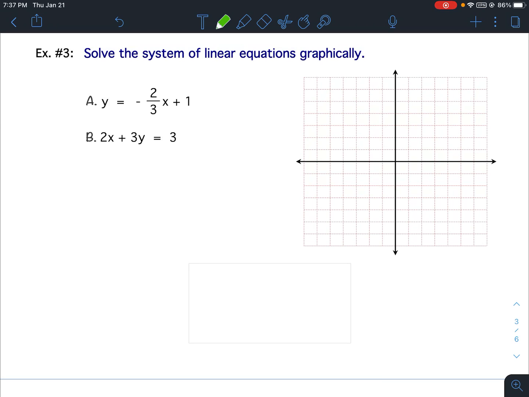Solving systems of equations graphically. Lesson 9 notes. Example number 3. Just like examples 1 and 2, we're going to graph these equations to determine our type of solution.